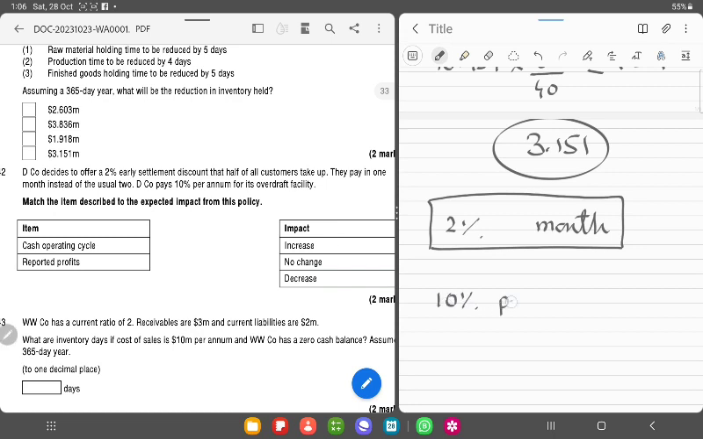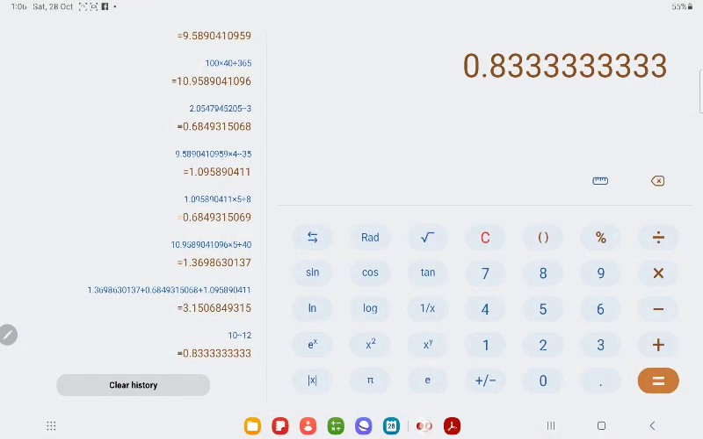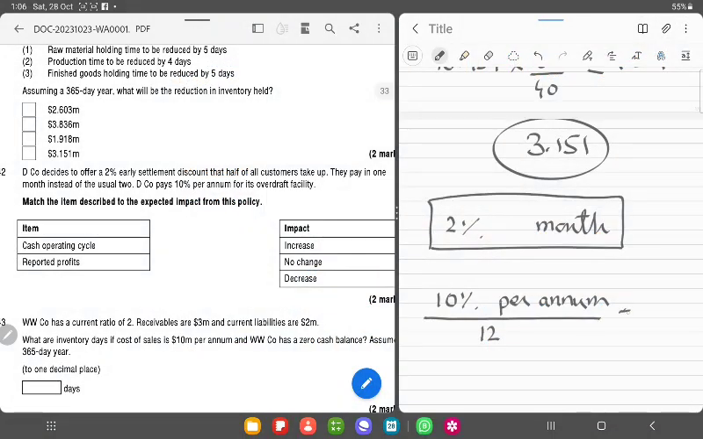And the saving that is created is 10% per annum. If we convert this saving of 10% per annum into a month by dividing by 12, we have 10 divided by 12, which is approximately 0.83%. So the benefit is 0.83% while the cost is 2% per month. So it is not valuable for us. The cost is greater than the benefit. It means that as a result of increased cost, the profit will be reduced.